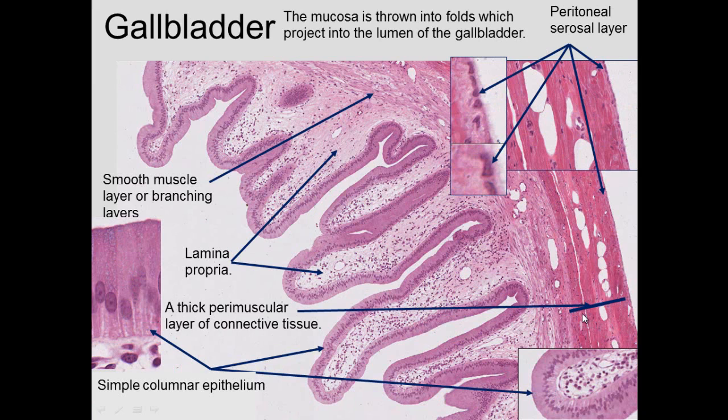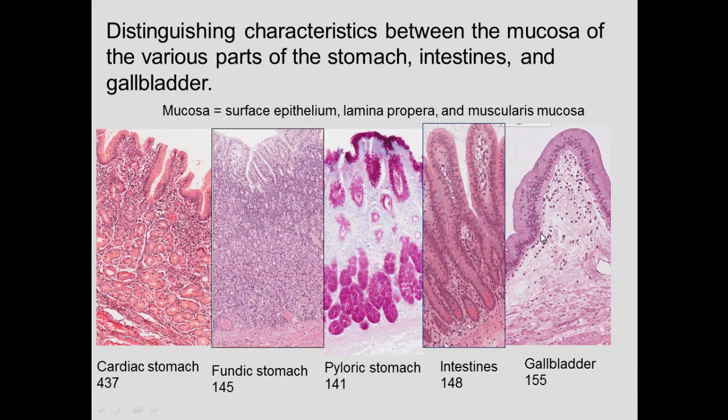We see a thick connective tissue layer. We also see a serous cavity with mesothelial cells on the surface that we can see right here and here, and connective tissue below, and more connective tissue that has some smooth muscle in there as well.